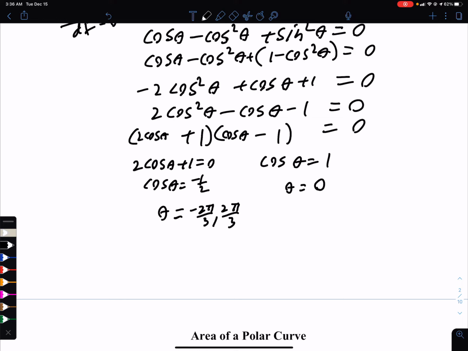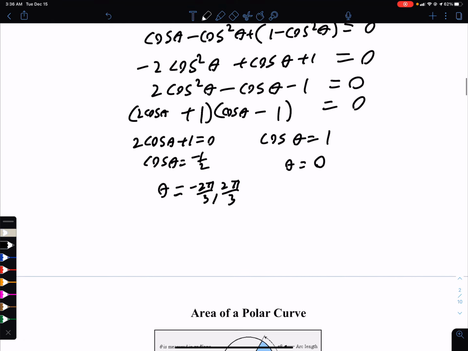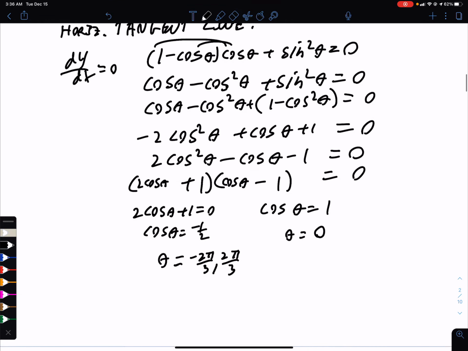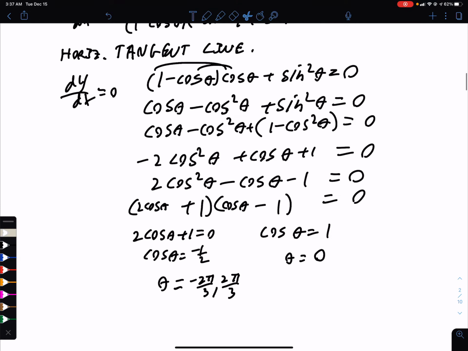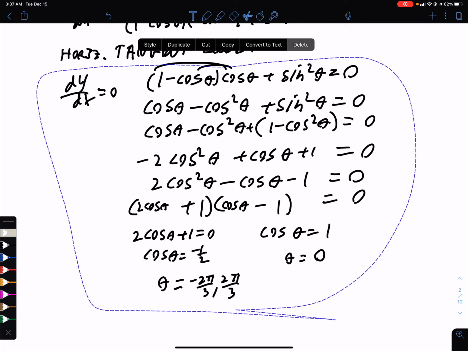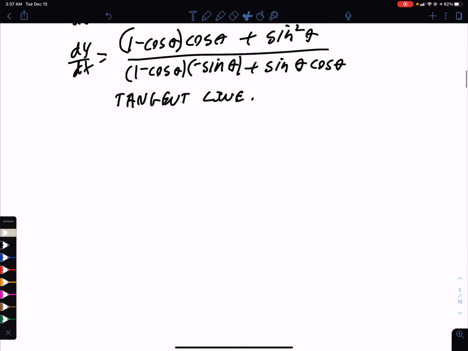So that's going to get me horizontal tangent lines. Okay? And then I need room for my vertical tangent lines. So I'm going to erase this stuff. And this time will be vertical tangent lines.